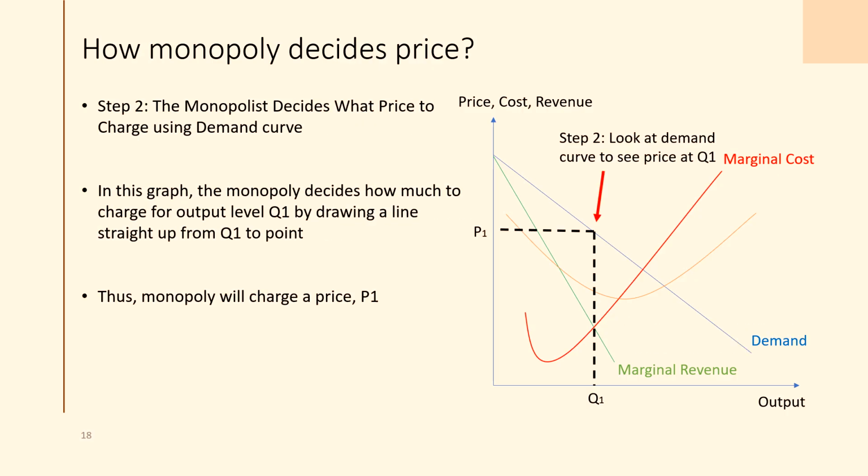Now that the monopolist has chosen quantity Q1, the next step is to determine the selling price. To do this, move vertically upward from Q1 until reaching the demand curve. The demand curve shows the price consumers are willing to pay for that amount of output. That price is labeled P1. So after choosing quantity Q1, the monopolist charges price P1.